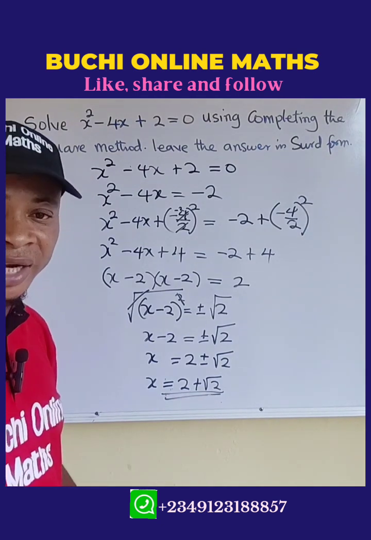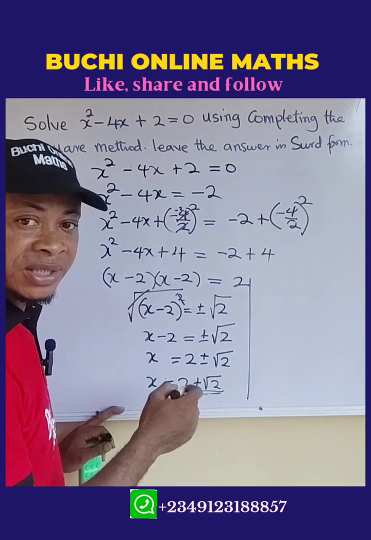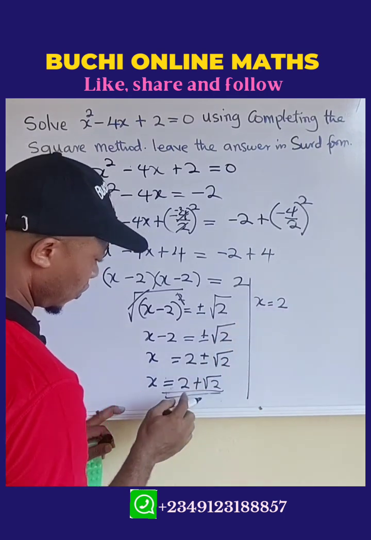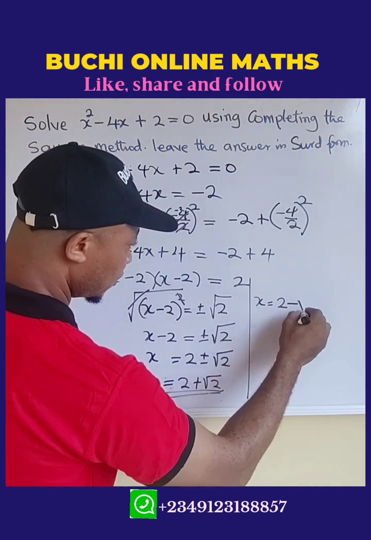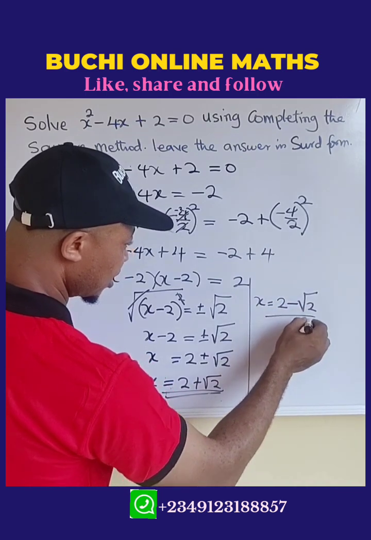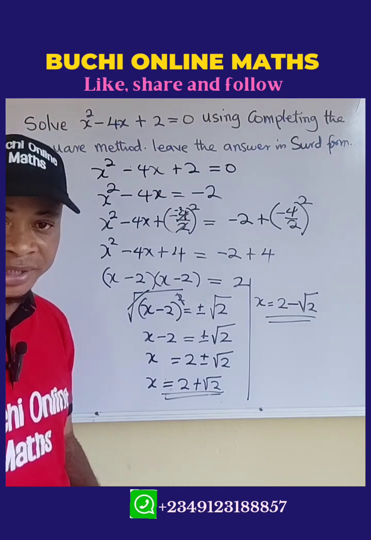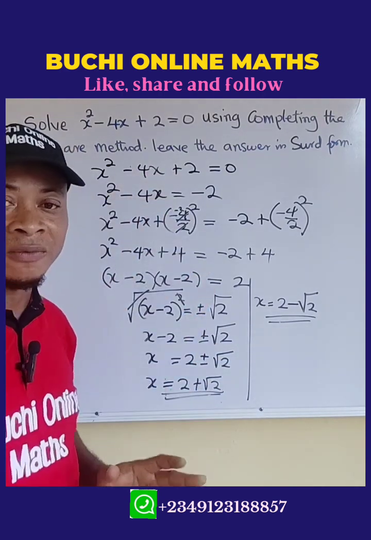And when x is negative, we will have x equals 2, we now use negative instead of plus, minus square root of 2. So this is the second value of x when x is negative. And by so doing, we've been able to answer this question.